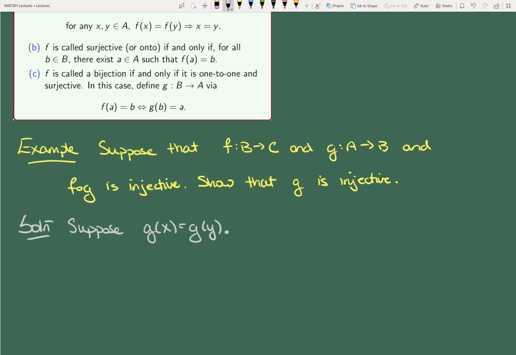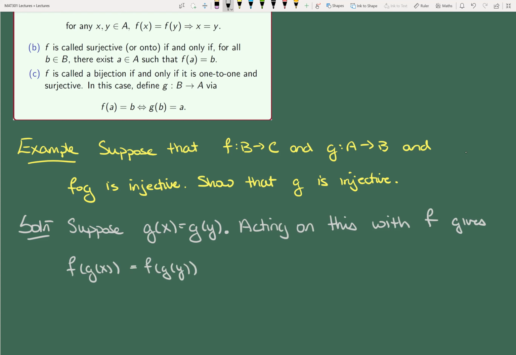And again, there's only one thing that we know, right? There's only one asset that we have, which is namely that the composition of f and g is an injective function. So if I want to be able to use that fact, f composed g should show up somewhere. So what I'm going to do is post-compose with f everywhere. So acting on this with f gives us f of g of x equals f of g of y, like that.